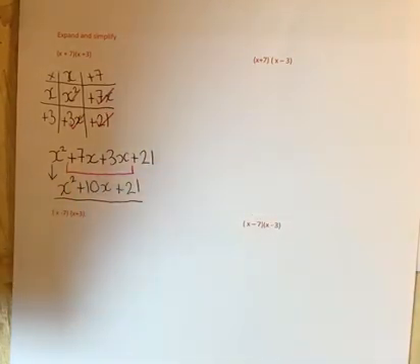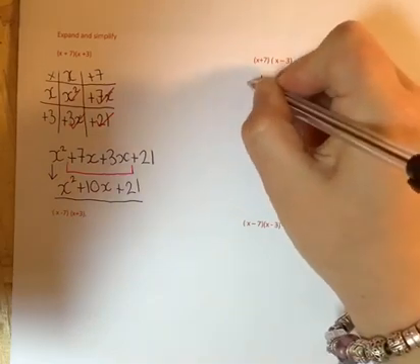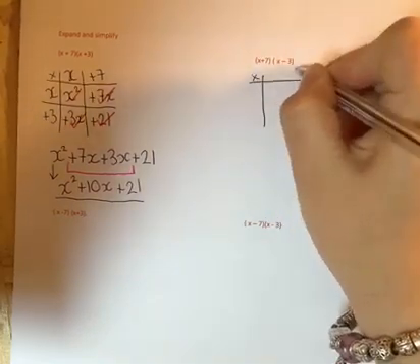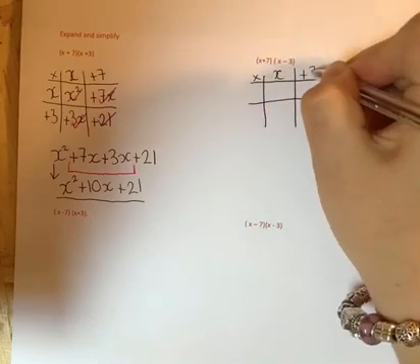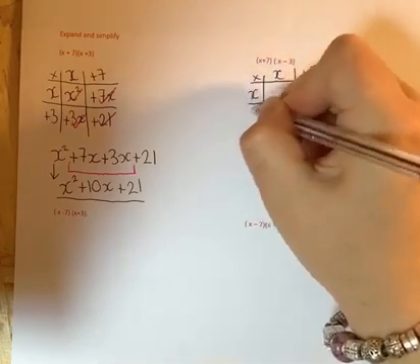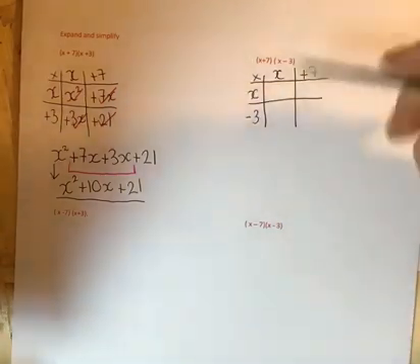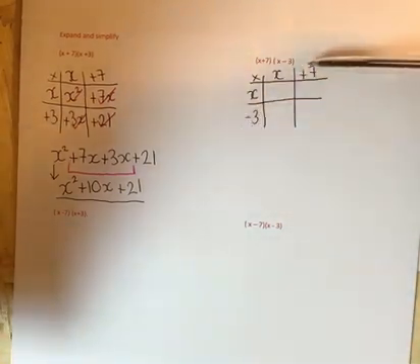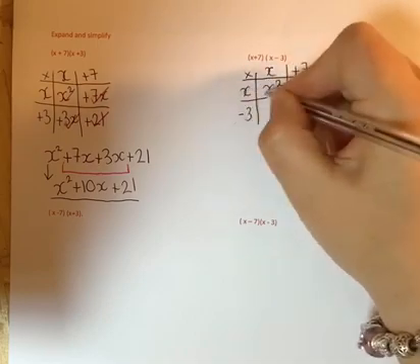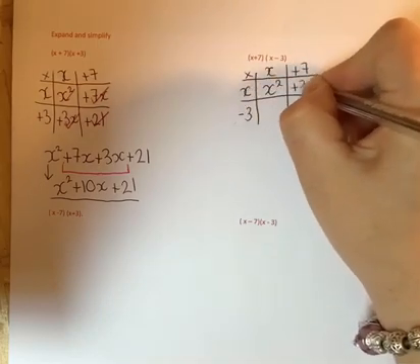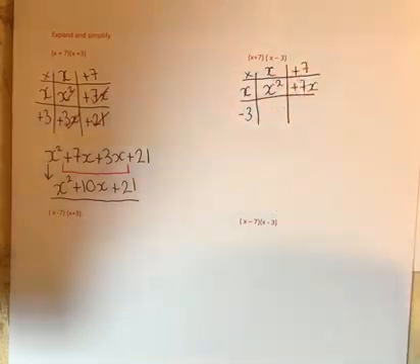Let's have a look at the next one. And I've kept the numbers the same, but I've just changed the signs to show you what effect that has on your answer. So again, we're going to partition these factors. So we've got x and positive 7, x and negative 3. And now the signs become important. So we've got x multiplied by x, which is x squared, x multiplied by positive 7, positive 7x. X multiplied by negative 3.